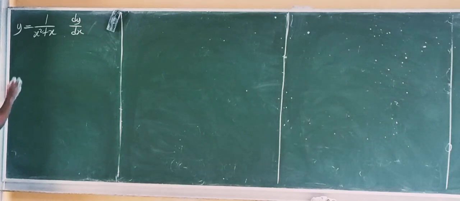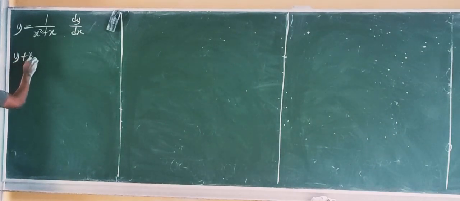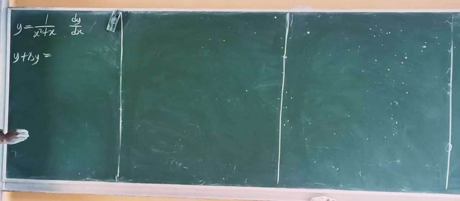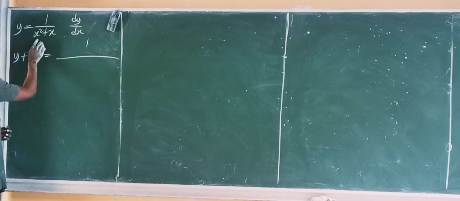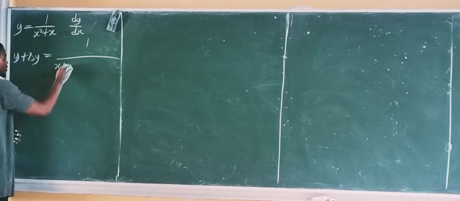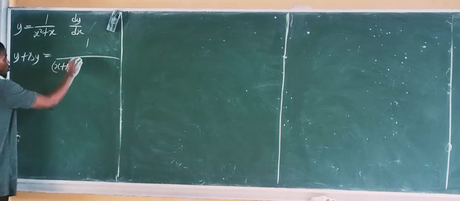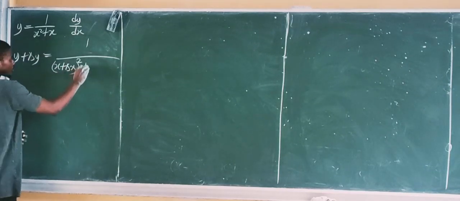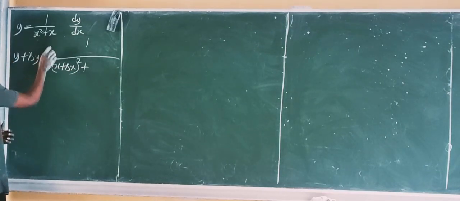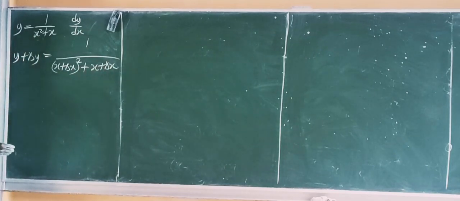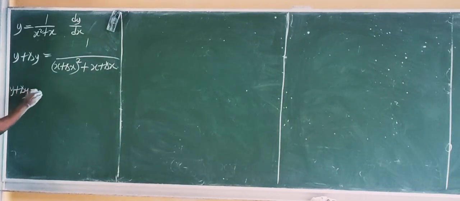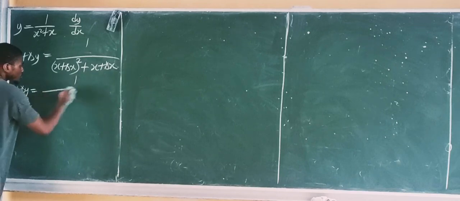So I said that if I increase y by changing y, I will also increase x by changing x. So I'll simply have 1 all over, for this x squared, x plus change in x all squared, because it is squared here, plus I will also increase this x by changing x, so I'll have x plus change in x. So y plus change in y is now equal to 1 all over this.